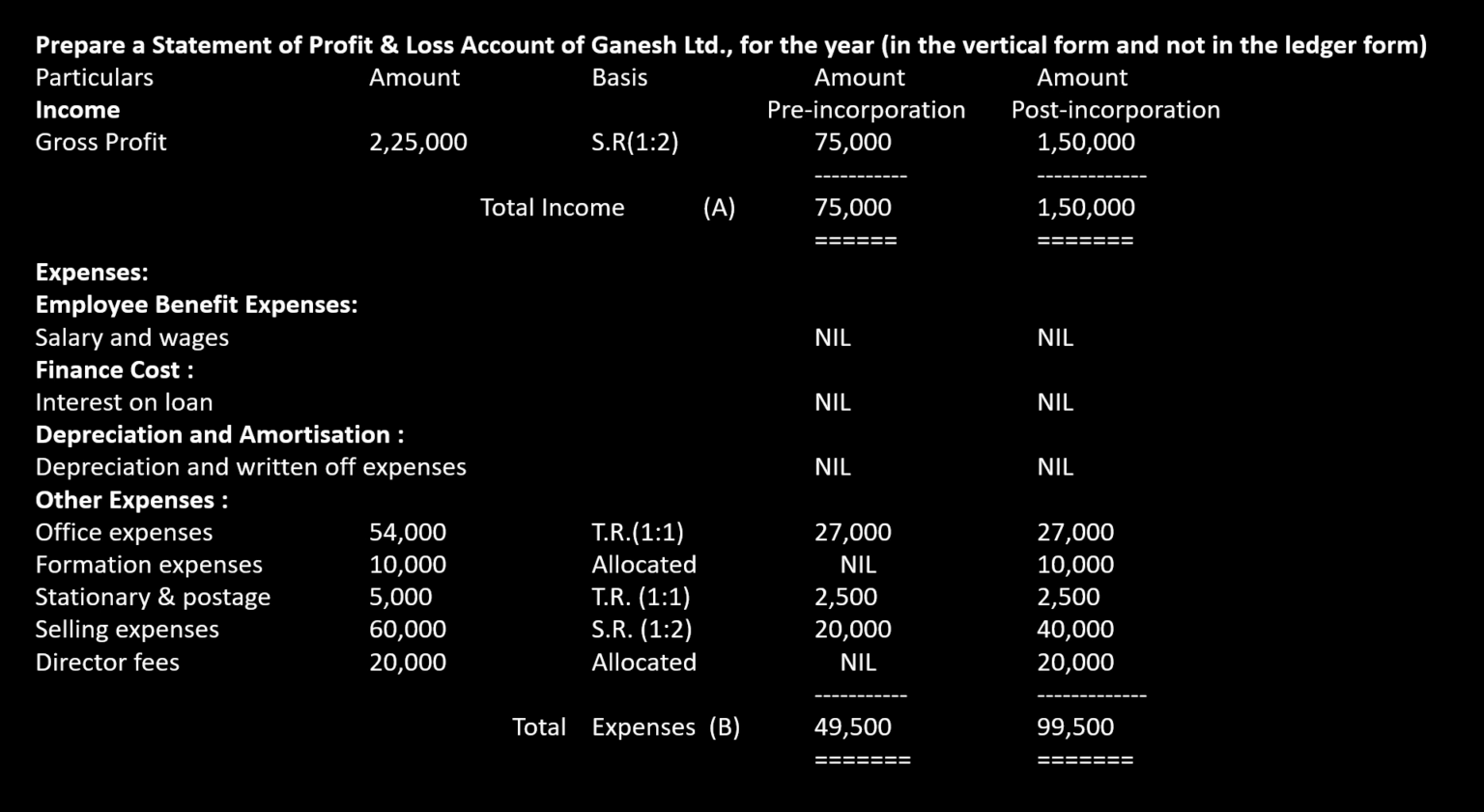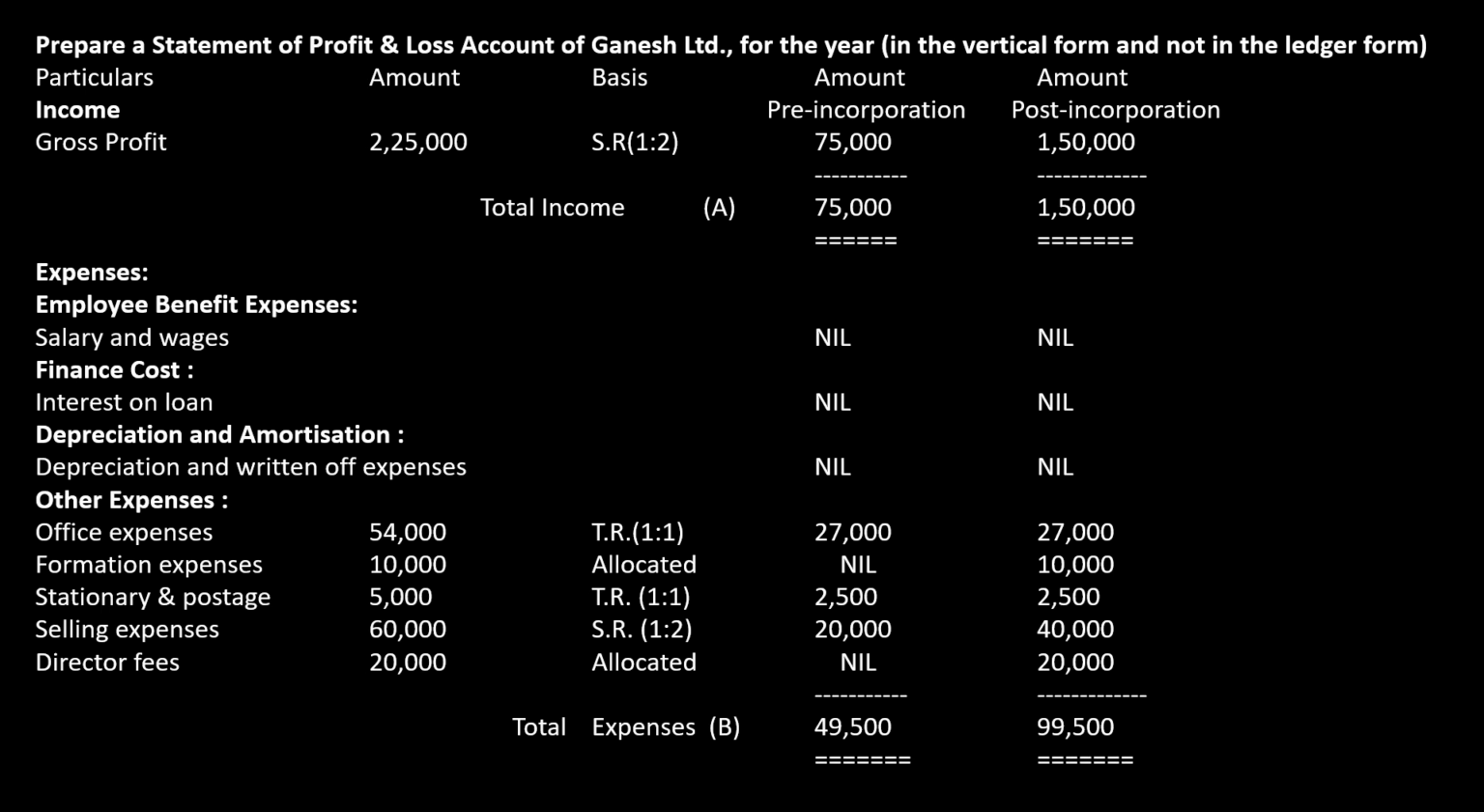Then stationery expenses. Stationery expenses is 5,000. We know stationery expense is a fixed expense. Therefore, you will divide it in time ratio. The time ratio we know is 1:1. So therefore, 2,500 and 2,500. Next, selling expenses. Selling depends purely on sales. Any expense based on sales is called selling expenses. So this 60,000 will be divided in sales ratio. The sales ratio is 1:2. That is 20,000 and 40,000.